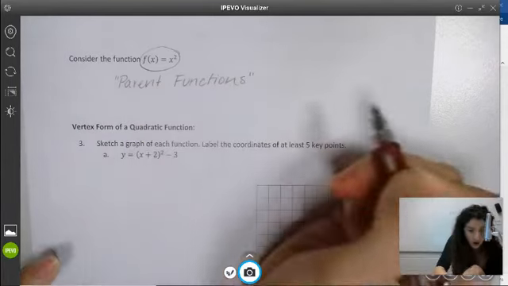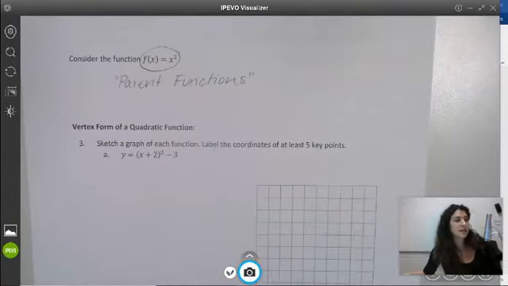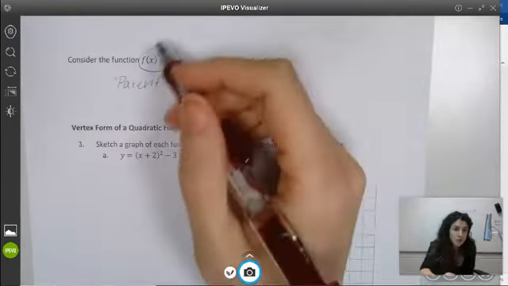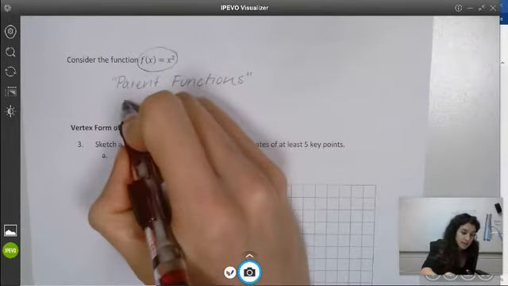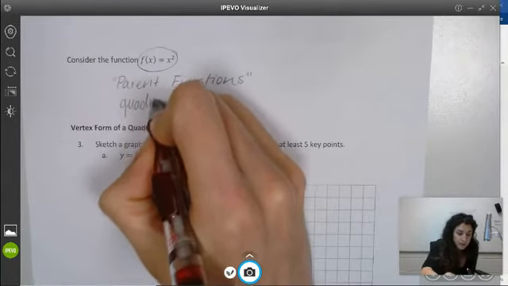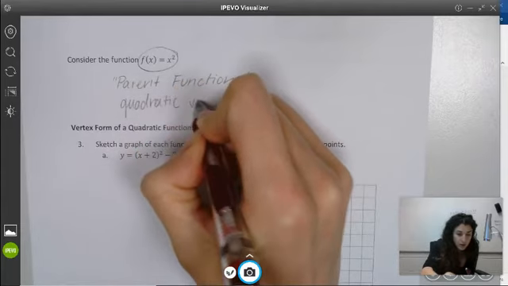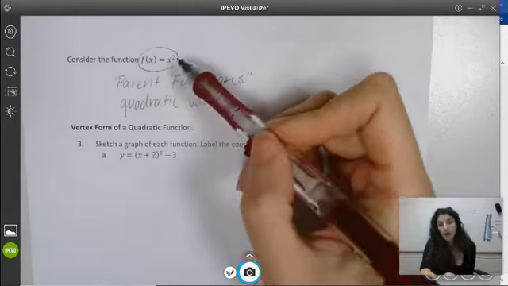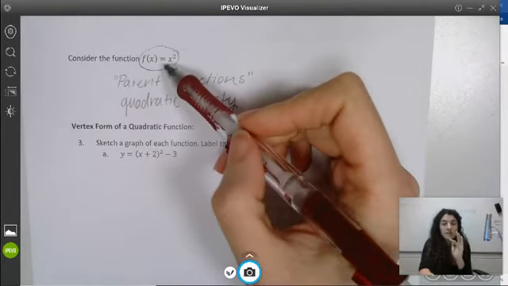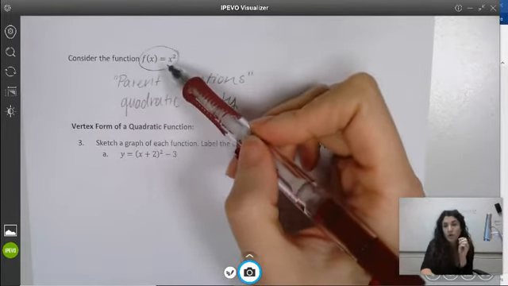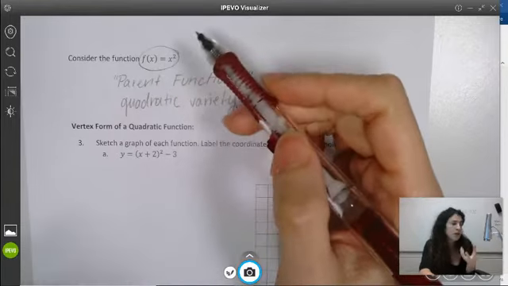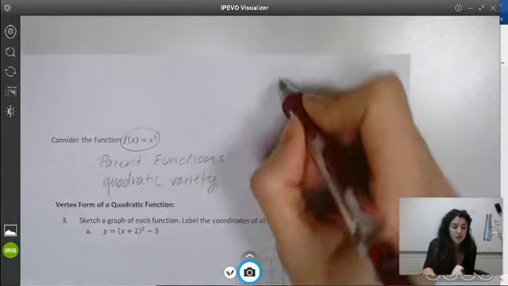And parent functions are this concept that it is the original function that was of this variety. And so here is your parent quadratic. I'm going to call this of the quadratic variety. Here is your parent quadratic function, and it will always be that. This is always the parent function for quadratics. For all quadratics, this was the original quadratic function versus the original cubic function.